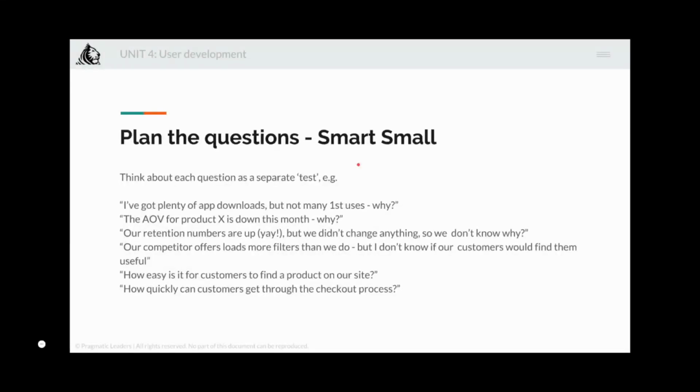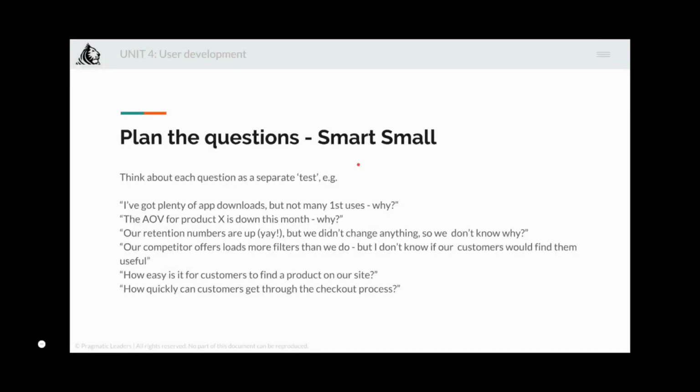Similarly, you should design your experiments which allow you to observe the behavior basis the change in just one variable. Just move one variable, nothing else. If you don't do it, it will become very difficult to exactly triangulate what is impacting and by how much it is impacting. And think carefully about the questions you want to get answered, and think about each question as a separate test. For example, I've got plenty of app downloads, but not many first uses. As in, people are downloading, but not many people are using it. So why is that?